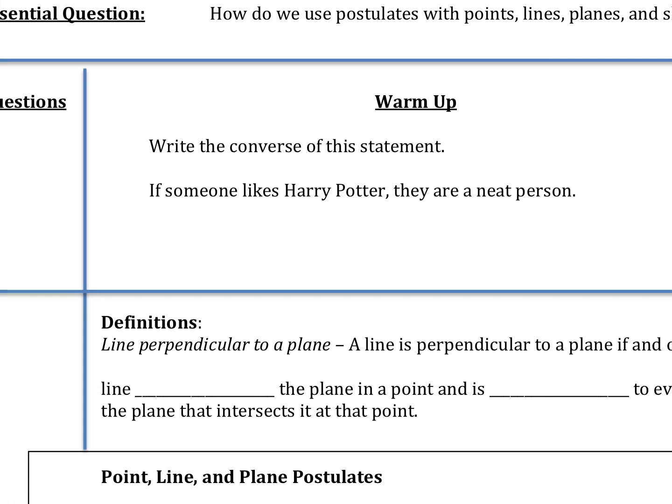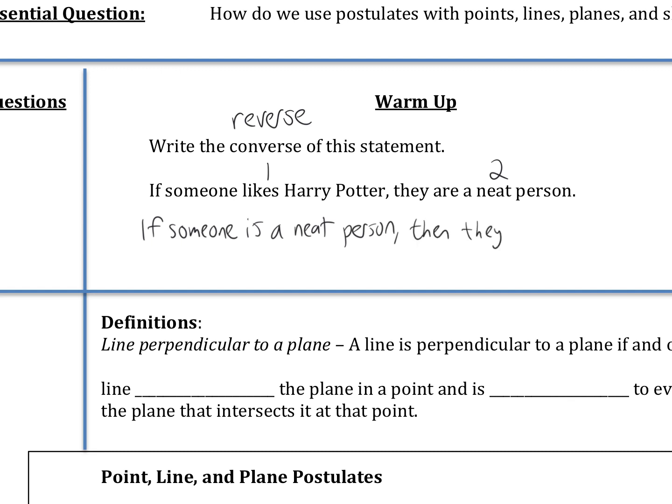All right, so converse, remember with converse we think reverse. So we're going to flip it. Someone likes Harry Potter was the if. They are a neat person was the then. So we're going to flip it around. Instead, we're going to write, if someone is a neat person, then they like Harry Potter. Okay, so that's the converse.